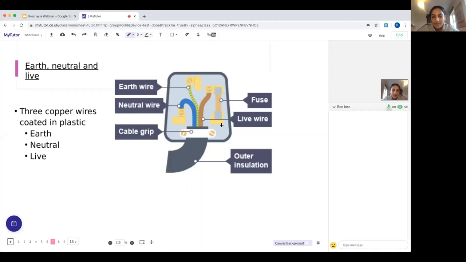Where we have a fuse and a cable grip and the outer insulation of the wire. So all very important features of the plug, and we need to know what they do. So for those of you that were there in the webinar, hopefully you'll be able to answer this question. What is the earth wire used for? Go and put your answers in the chat, or just think about it in your head. What is the earth wire used for?